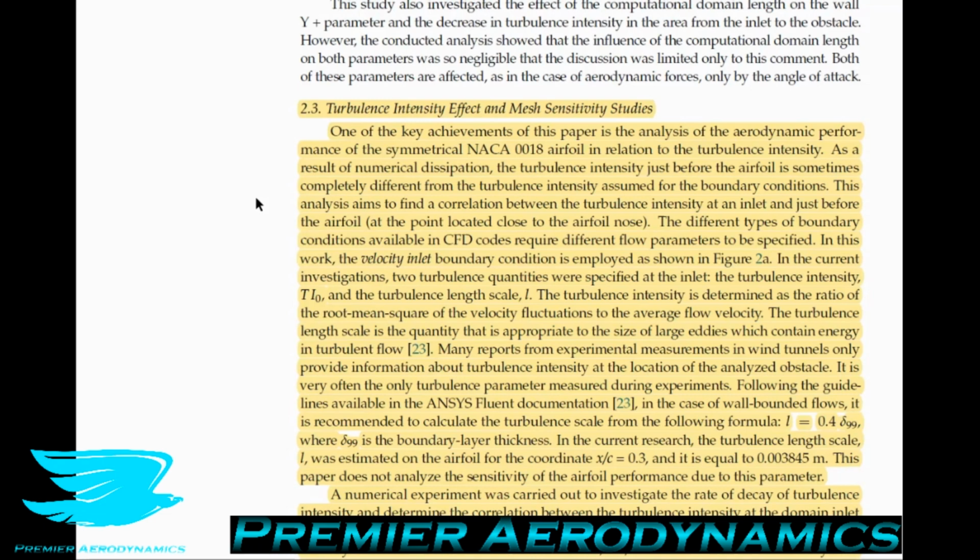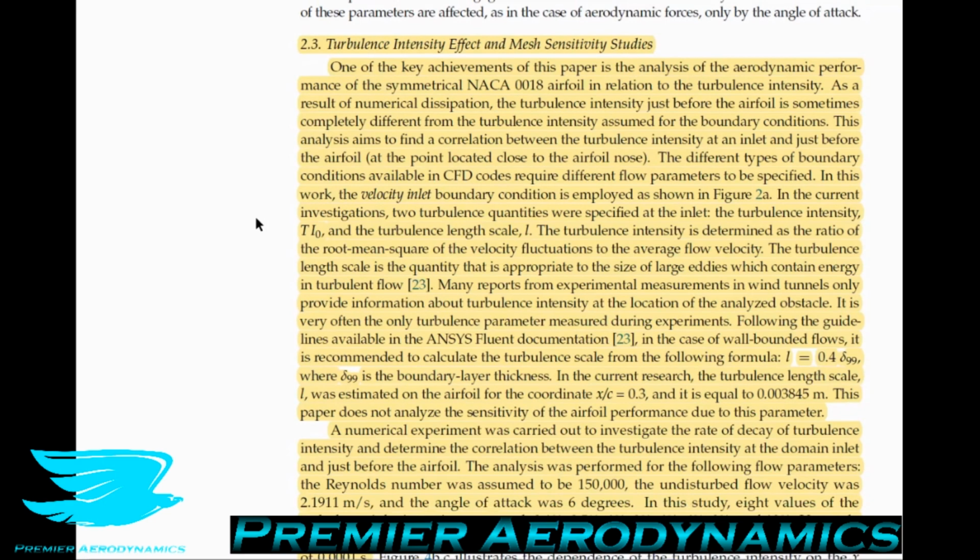The different types of boundary conditions available in CFD codes require different flow parameters to be specified. In this work, the velocity inlet boundary condition is employed, as shown in figure 2a. In the current investigation, two turbulence quantities are specified at the inlet: the turbulence density level and the turbulence length scale. I'm going to cover what these two different things are right now.